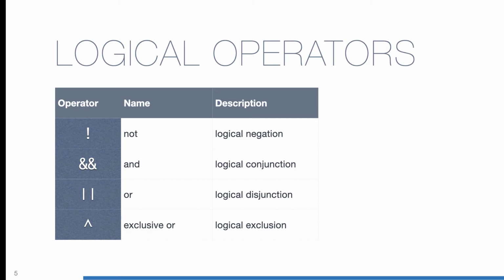Our next three are all binary, so they have an operand on the left and on the right, and when they're compared, we can get a result of true or false. So the second one there is double ampersand or and. The next one is the double pipe symbol, which is above the enter key on your keyboard, and that's an or. And then the last one is the caret symbol, which is above the 6 key on your keyboard, and that is exclusive or. And we'll talk about how each of these works on the upcoming slides.